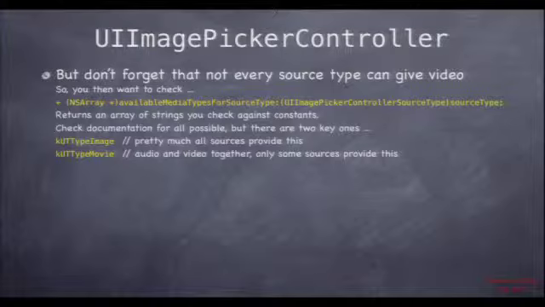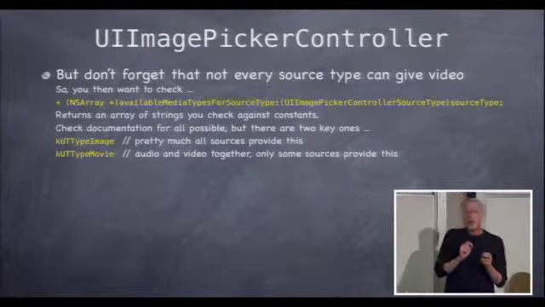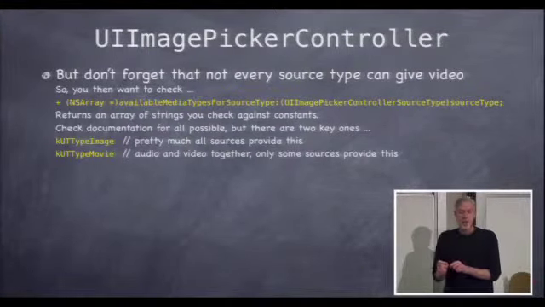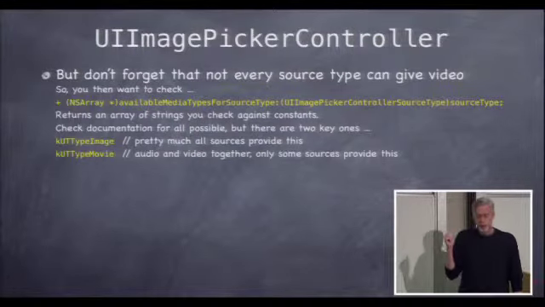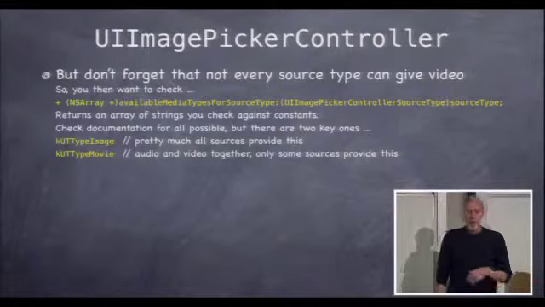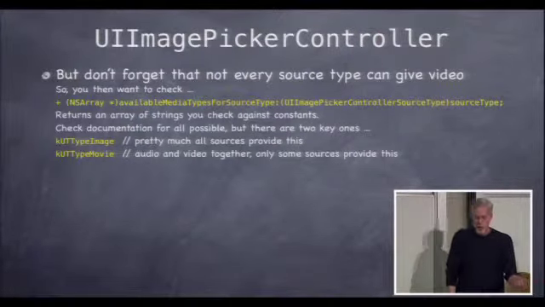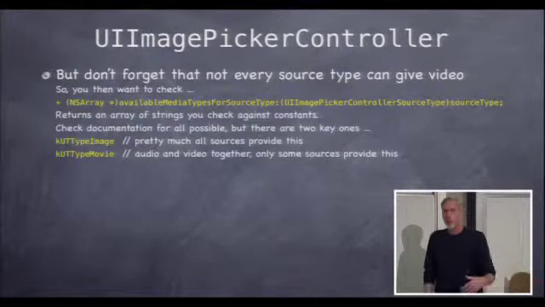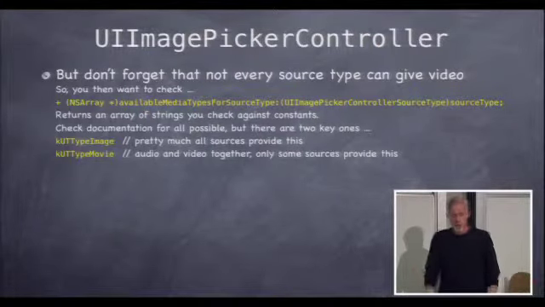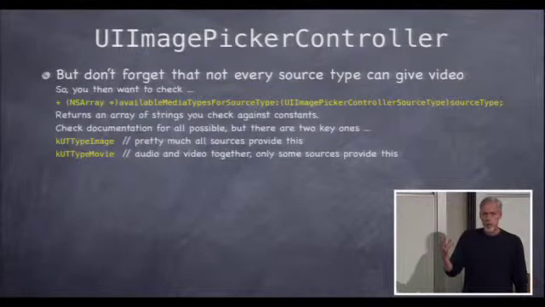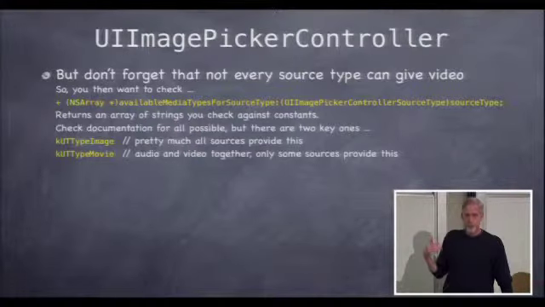Remember, though, that even if a device has a camera, it might not be able to do video. And so there's a second check you have to do, which is this available media types for source type. So you pick the source type, you see if your device supports the source type, and then you ask if the media you want is supported by that source type, like the camera. Can you get video out of this camera? And there's only two media types that matter. One is image and one is movie. Okay? These are the most annoying constants in all of iOS. Okay? kUTTypeImage and kUTTypeMovie. Why are they so annoying?